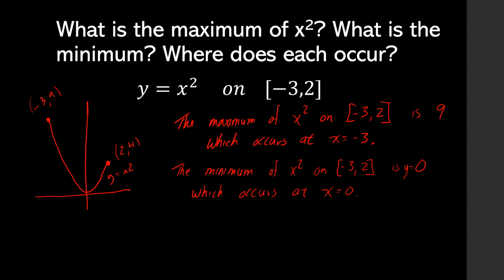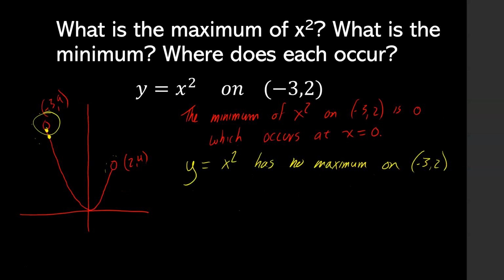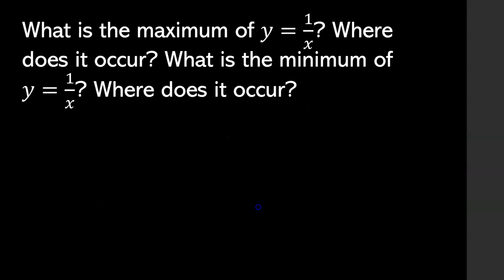When we changed x squared to only being defined on a closed interval, -3 to 2, a maximum and a minimum were both found. With an open interval, we could find a minimum, but we couldn't find a maximum. I think it's time to look at a new function.